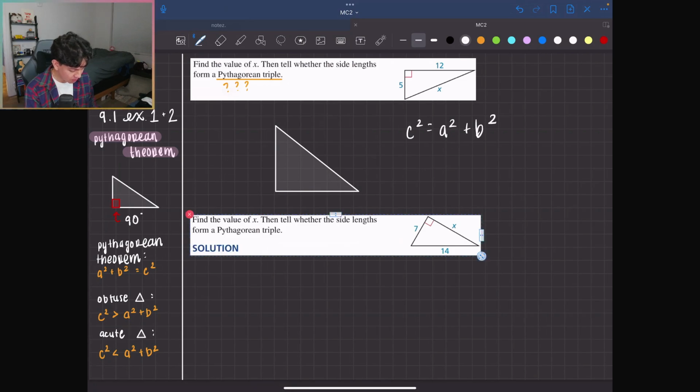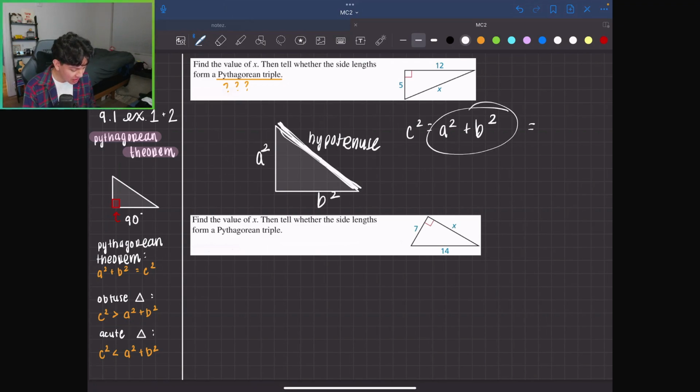C here is going to be our hypotenuse. And the hypotenuse is always going to be the longest side of a right triangle. So this side right over here. The square of our hypotenuse is going to be equal to the sum of the squares of the lengths of the legs. Basically saying that A and B are the legs, and if we were to square these values and add them together, it's going to equal the value of our hypotenuse squared. So let's go ahead and put this into practice.